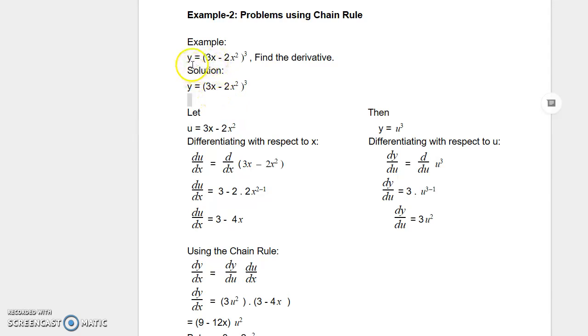If we have a problem like this, y equals 3x minus 2x squared, the whole thing raised to the power of 3, and if we want to find the derivative of this complex function, we can use the chain rule.